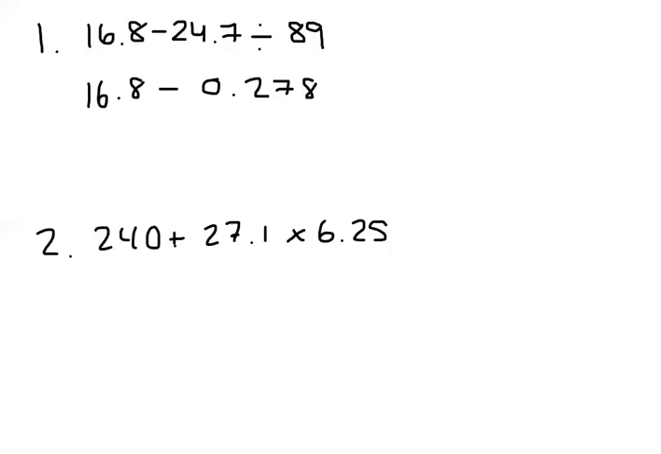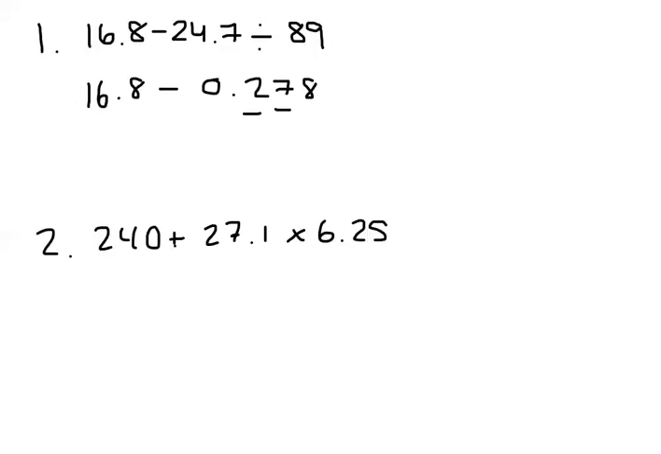2, because 24.7 has 3 sig figs, 89 has 2. With division, it's the least number of sig figs. So only the tenths and the hundredths place are significant. Keep that extra sig fig around because it might change your answer if you round it up now. Sometimes it doesn't, but sometimes it really does.